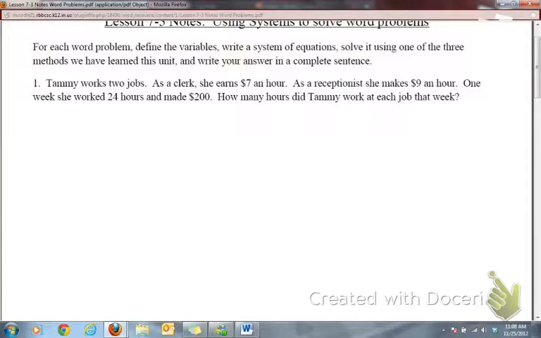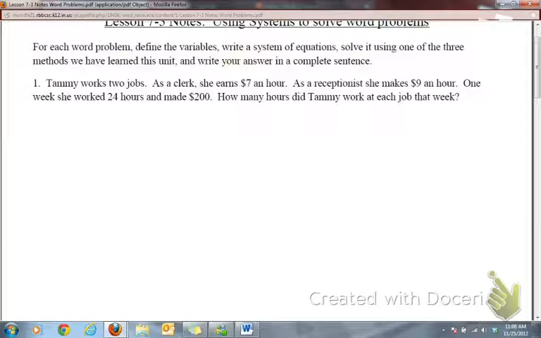Hello, in this last video we are going to continue lesson 7.3 by using systems to solve word problems, and we might be using the substitution method, or we might use elimination with addition or subtraction, or we might use elimination with multiplication. It'll just depend on what our equations look like.